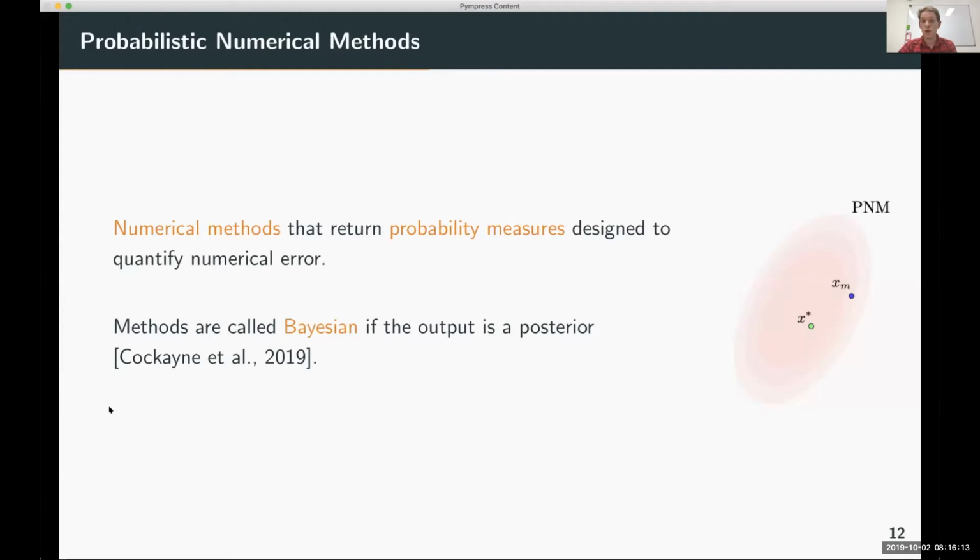And these methods are called Bayesian if the output is a posterior distribution, which is somewhat of a simple definition, but it turns out to be quite complicated to define what a posterior distribution means in the setting that probabilistic numerical methods occupy. And if you're interested to learn more, this paper, which is appearing in Science Review later this year, goes into detail on that.